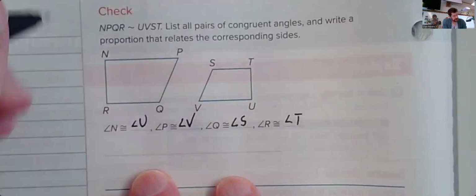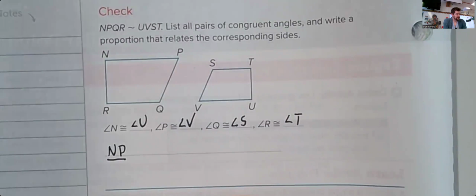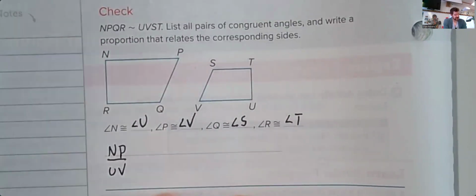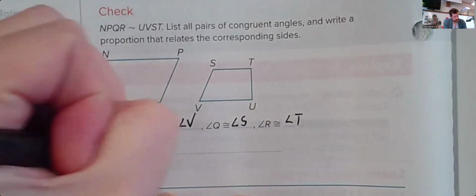So then, Caden, we'll start with NP. Corresponds to what? UV. Okay. You didn't have to write it in this order. As long as you have all 4 sides, you're good to go. Now that is going to be the same as, let's go with Zach, PQ over what?